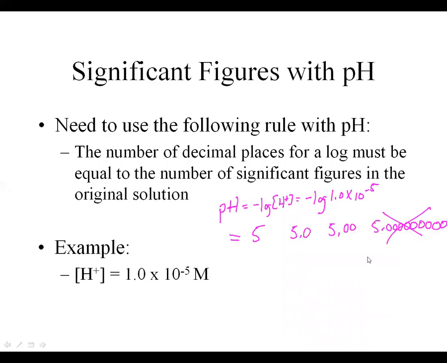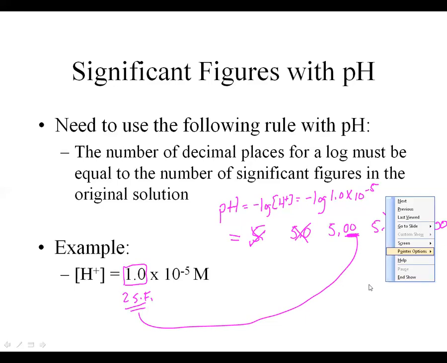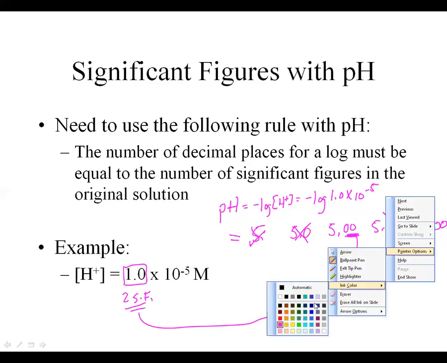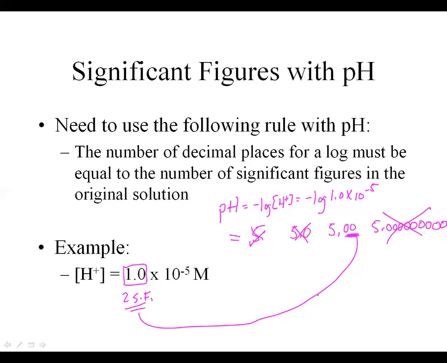Let's look at the concentration and how many significant figures there are here. It has three, so the answer is 5.00. It's significant figures to decimal places, not significant figures to significant figures, which is what people oftentimes think about. So 5.00 should be the correct way to display the pH.